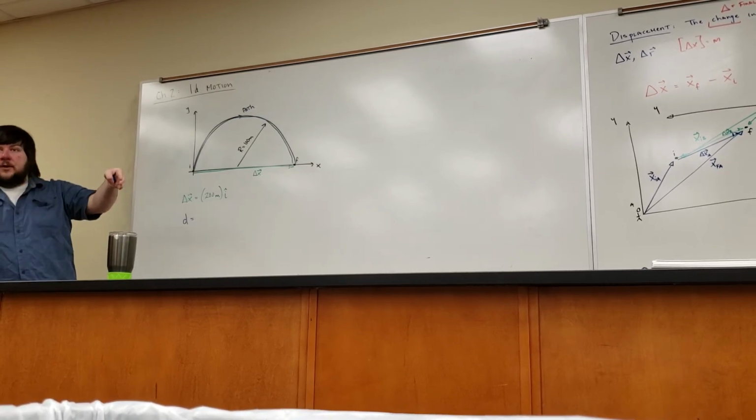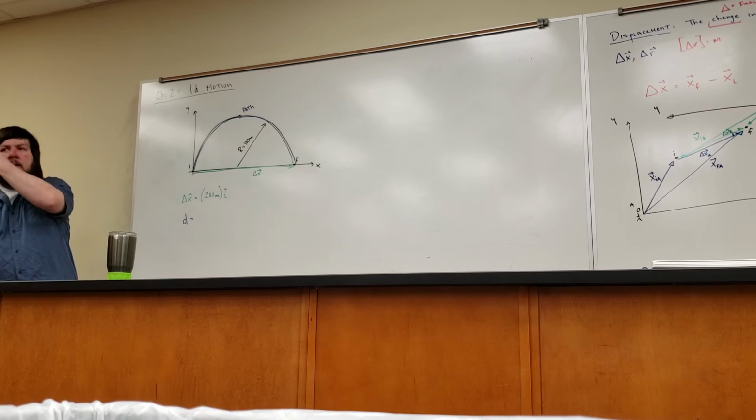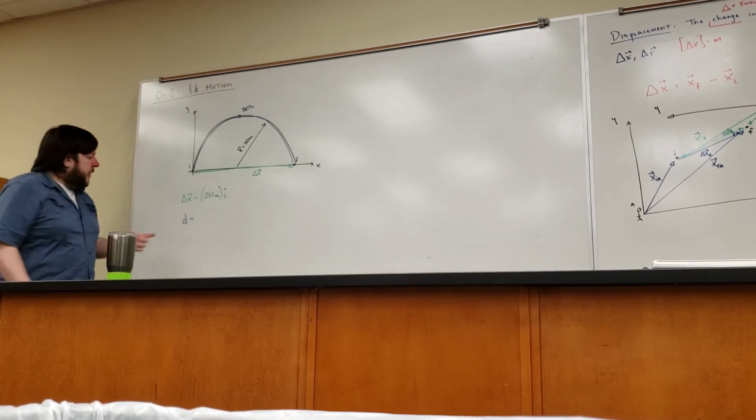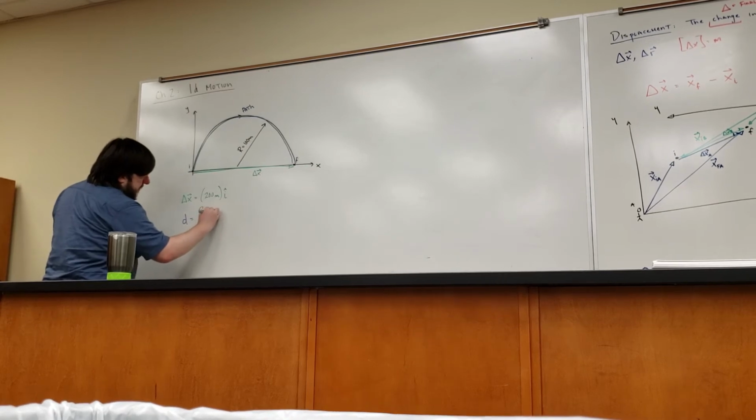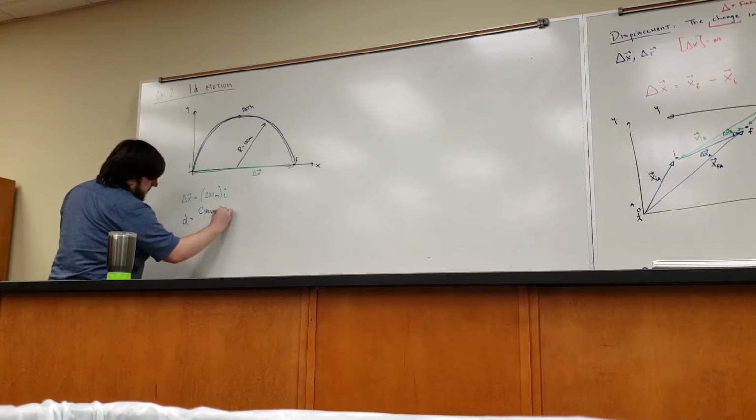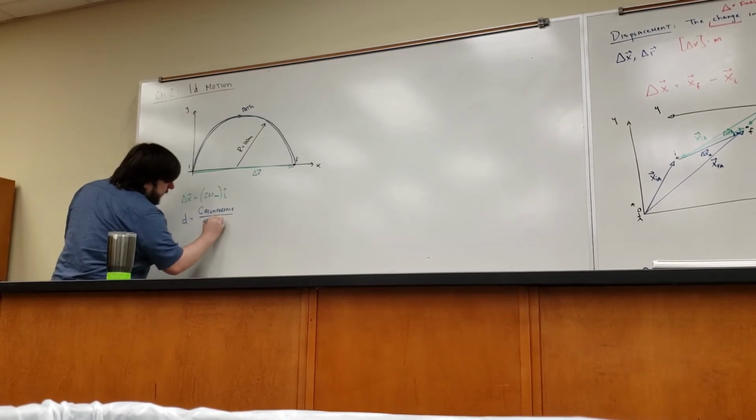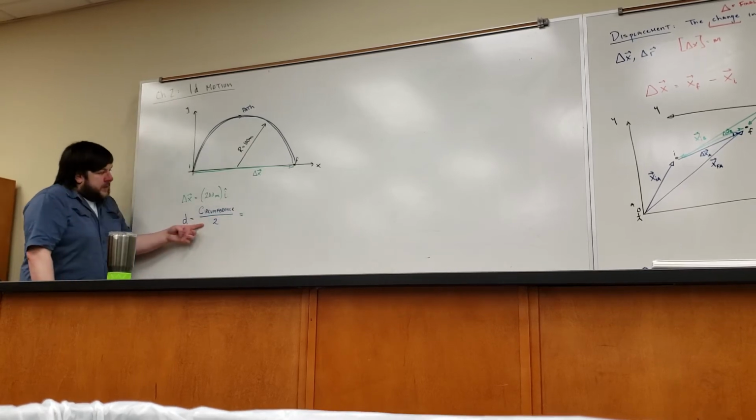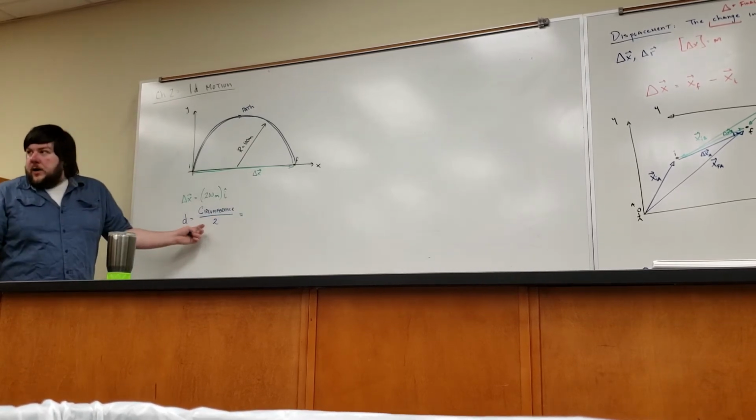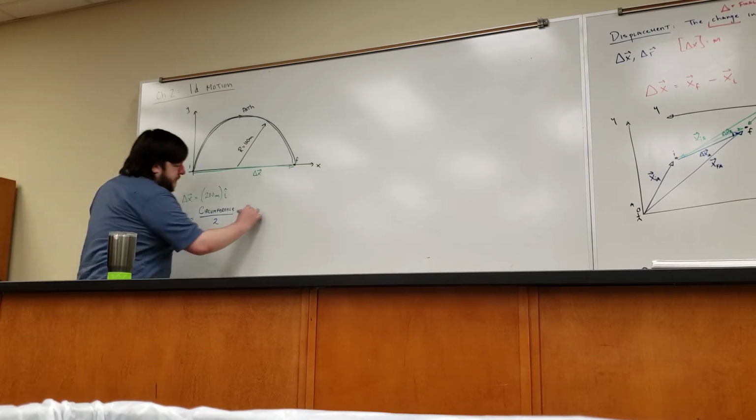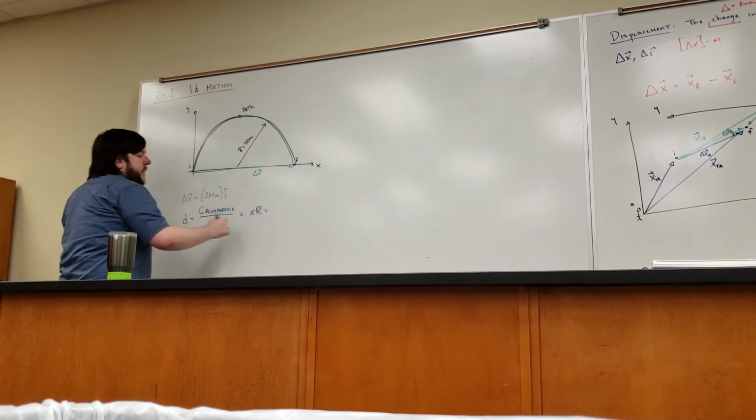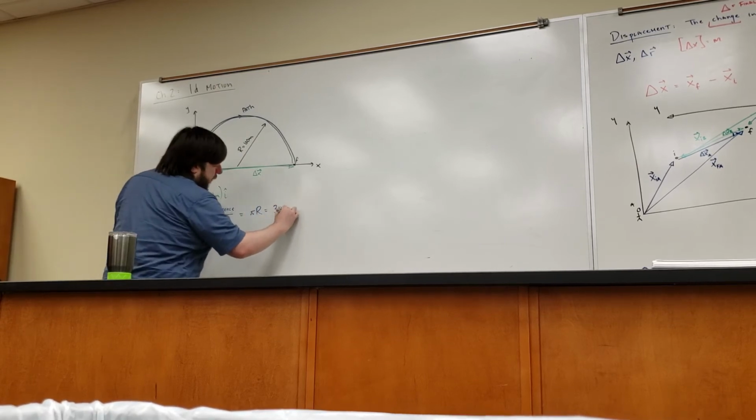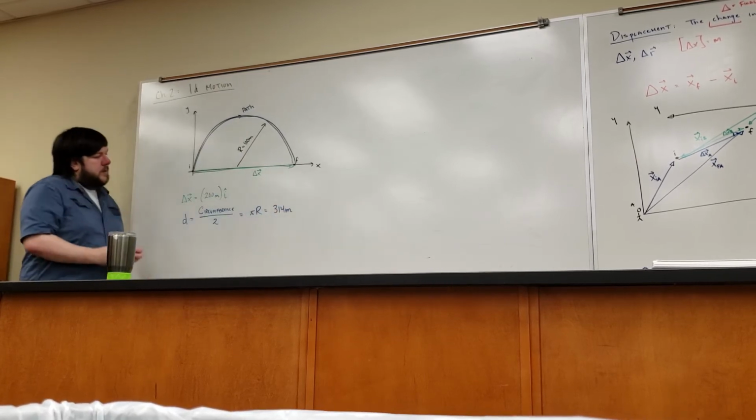What if it's half a circle? How do we measure that? Divide by 2. Half the circumference, right? So the distance along half of the circle would be the circumference over 2. Circumference of a circle is 2 pi r, so that divided by 2 will just be pi times r. R is 100 meters, so this is about 314 meters.